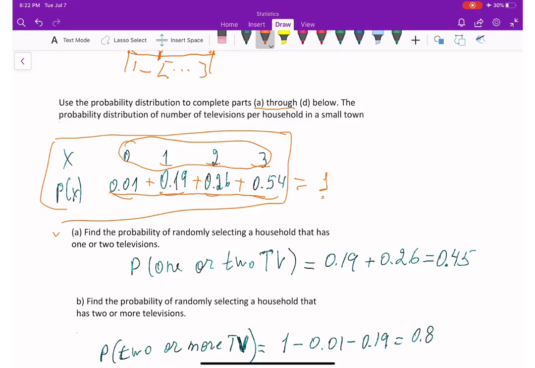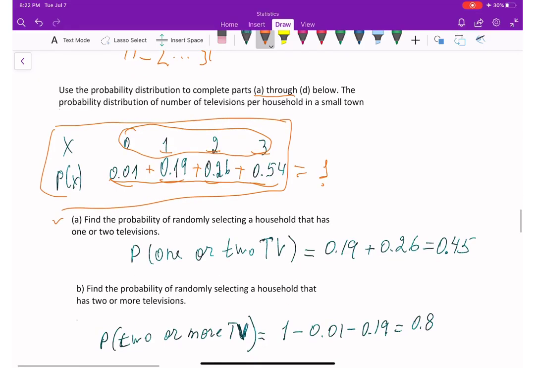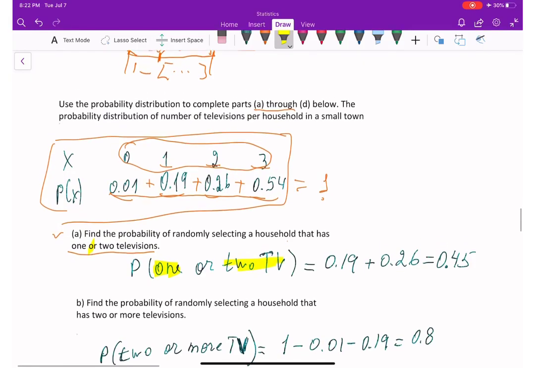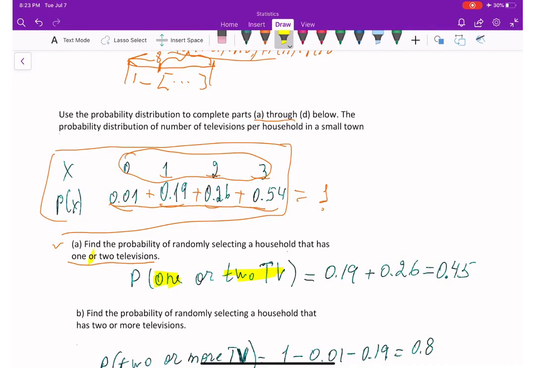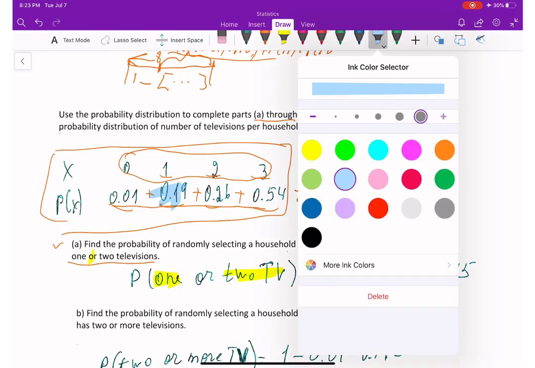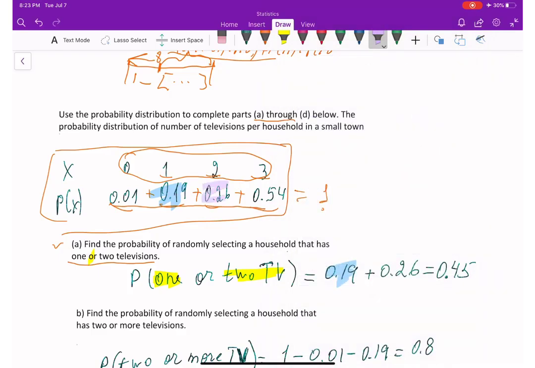Question A is right here. Find the probability of randomly selecting a household that has 1 or 2. Remember, when we have or, we are going to add them up. So you are going to find 1. We are going to find 2 TVs and then add them up. So for 1 TV, we have here 0.19. Here it is. And then for 2 TVs, we have 0.26, which we are adding up, and we got 0.45. That's all.